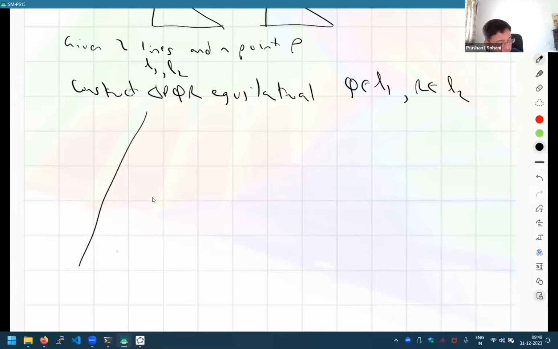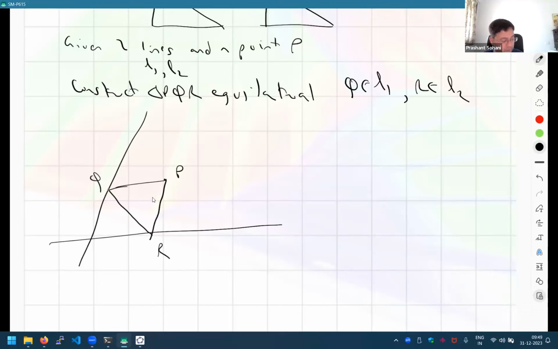We had just taken, suppose these are the two lines and this is the point P. Then we had observed that since PQR is an equilateral triangle, if I apply a rotation of theta, 60 degrees, around point P, then Q becomes R. So the idea is why don't I apply that operation to the whole line, right? So if I apply that to the whole line and the line rotates, wherever it intersects the second line is the point R.